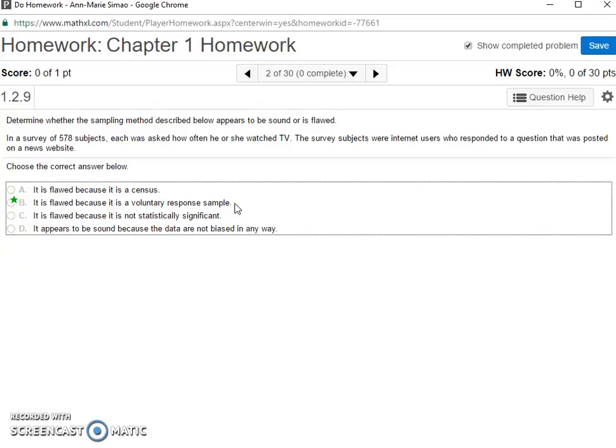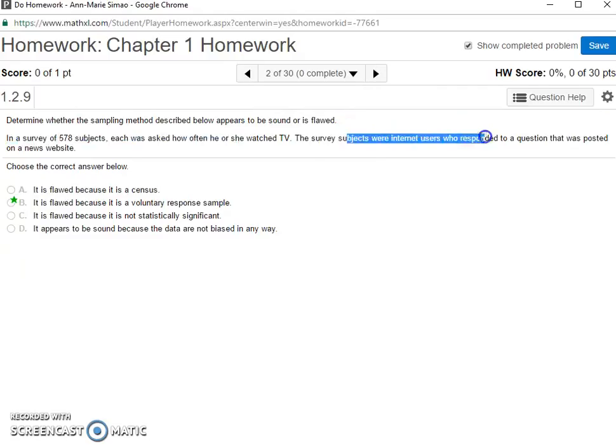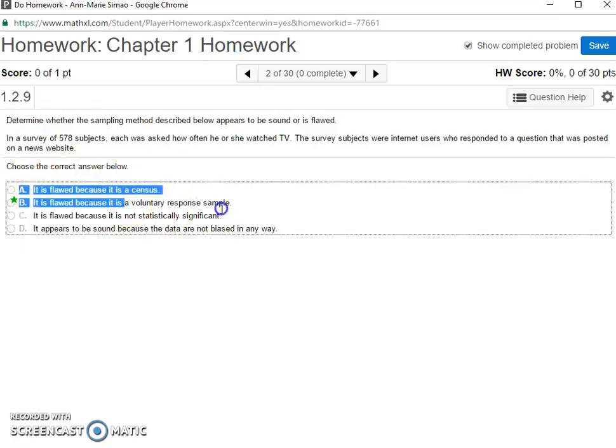So what's going to happen is you're not going to always have all of the people. If you're only asking in one particular place, i.e., internet users, and it's posted on the news website, and if they also posted it on their TV show, or did a mailing, then it's still a voluntary response, but people are going to tend to respond if they feel very strongly either way. So it's flawed because it's a voluntary response sample.